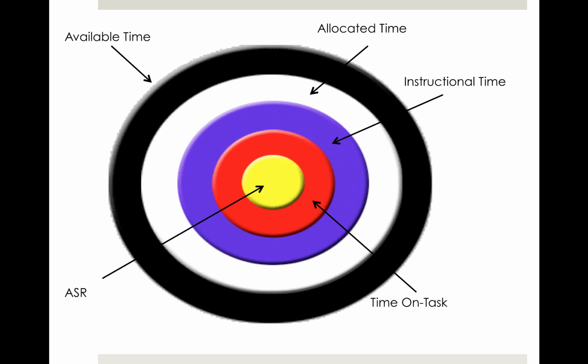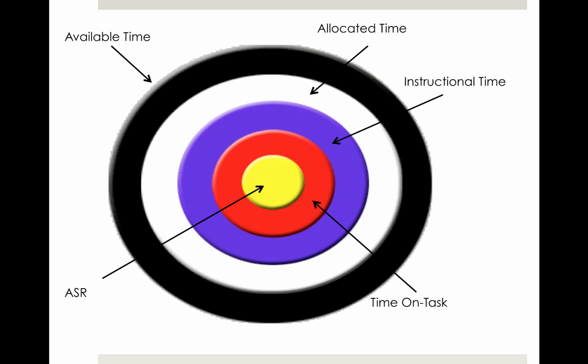So then the next line in is the allocated time. And this is time that's allocated to the classroom. So outside of the classroom, there are lots of transitions to get to the classroom, to get to other places they need to be during the day, and getting home and things like that. So the allocated time takes into account when the teacher begins the day with the student and ends the day with the student. Right. So within that then is the instructional time.